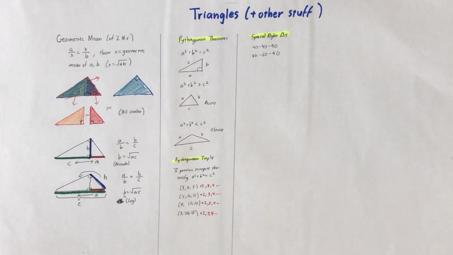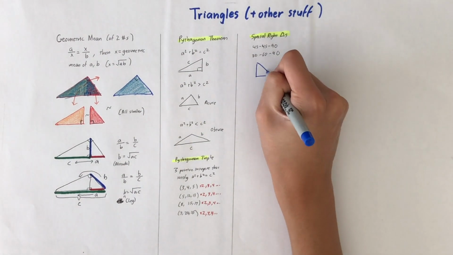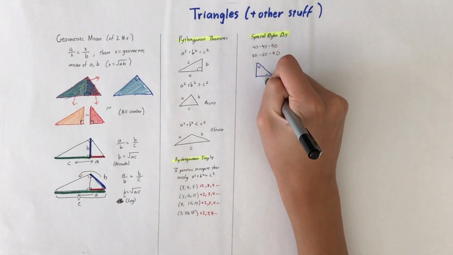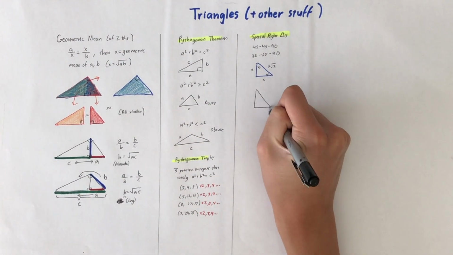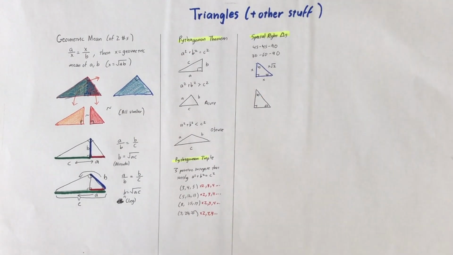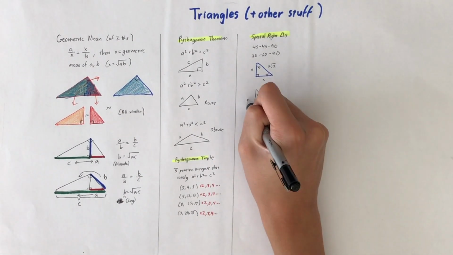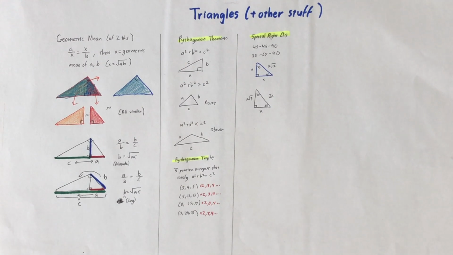They're special because their sides are in set ratios. 45-45-90 right triangles have sides in a ratio of x, x, and x square root of 2. So the legs are equal, and if the leg is x, then the hypotenuse is x square root of 2. For 30-60-90 triangles, if the shorter leg is x, then the hypotenuse is 2x, and the longer leg is x square root of 3. You'll see special right triangles in a lot of problems where you're expected to know the ratio, so don't forget these. These are pretty important.